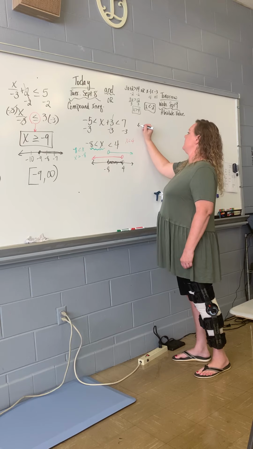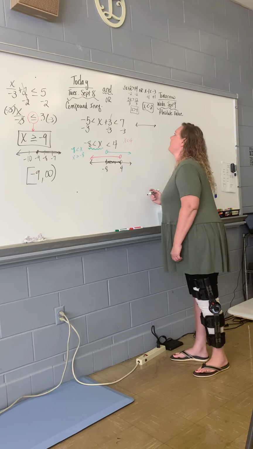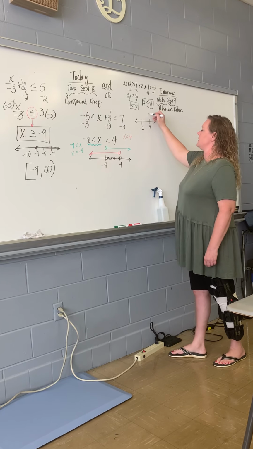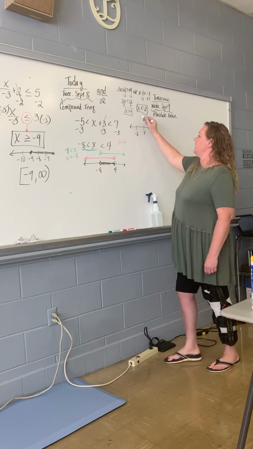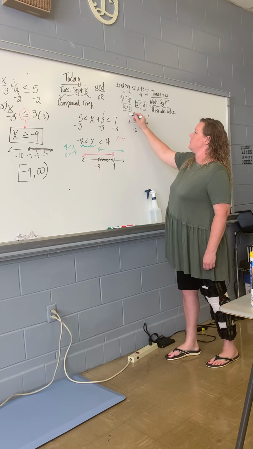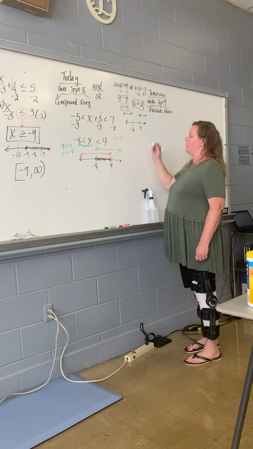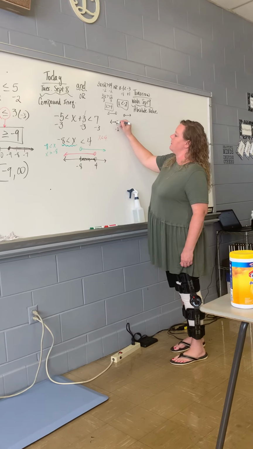So when I graph these, here's 4, here's -2. X is greater than 4 goes this way, and x less than -2 goes this way. So they go in opposite directions. That's what I'm going to graph.